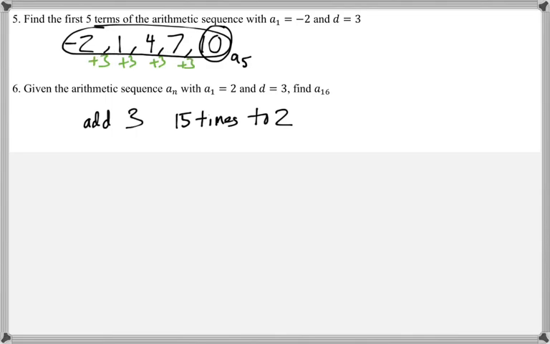So a16 on number 6 is going to be 2, our initial term, plus 15 times 3. So it's always 1 less. And this gets you 47.